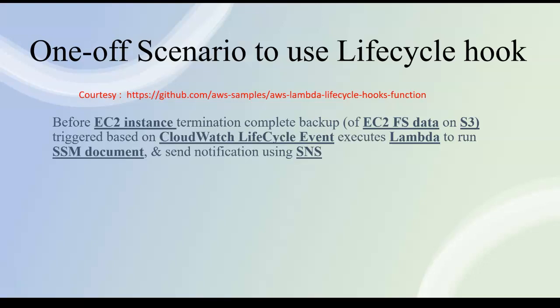So we are targeting scale in. Whenever the ASG terminates any EC2 instance, we will create a hook on that part. Before termination, it goes into a wait state. The default timeout for this wait state is 1 hour, but in my case I have kept it for a minute, which is 60 seconds.